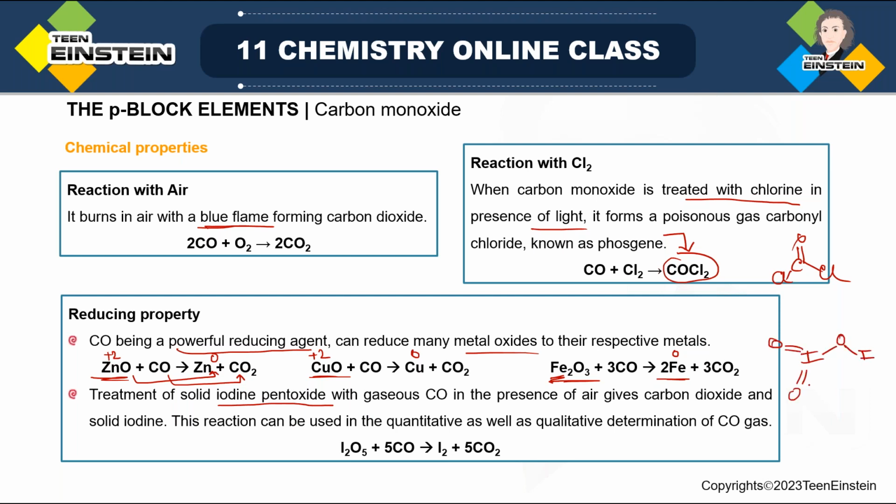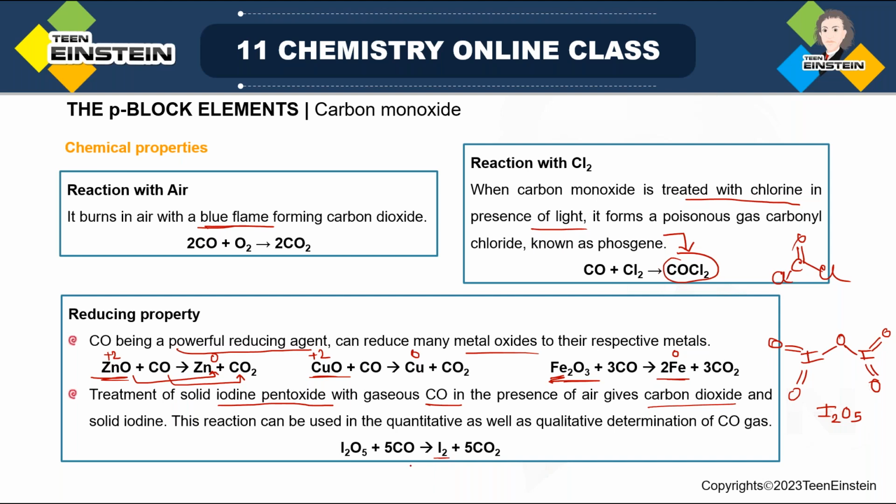Oxidation state of iodine is +5. This is the structure of iodine pentoxide. Solid iodine pentoxide, when treated with CO gas in presence of air, gives CO2. And here from I2O5, now we are getting iodine, in elemental form. Sorry, not iodine gas, solid iodine. Iodine is not a gas under normal condition.